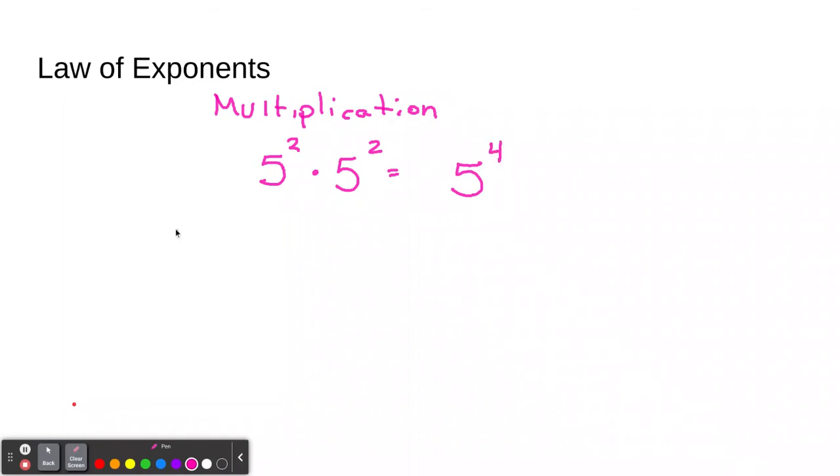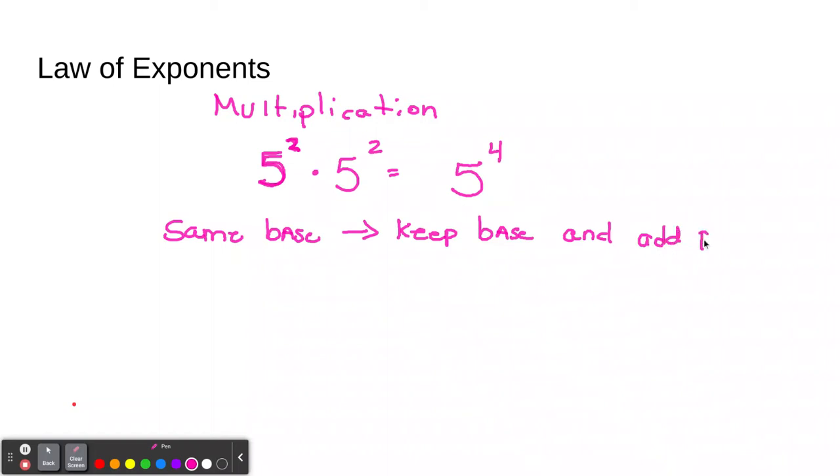So the first rule here: same base. Remember, the bigger number is the base, and the smaller one is the exponent, or the power. Same base means keep the base, and add exponents, or add powers, whatever you want to call them.